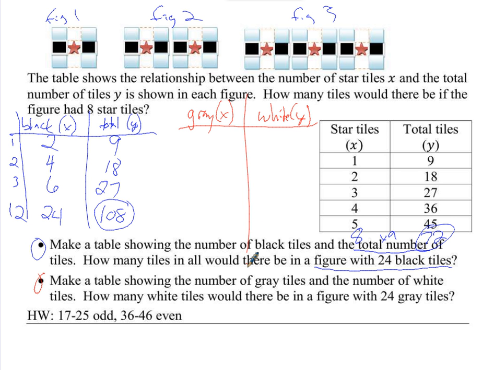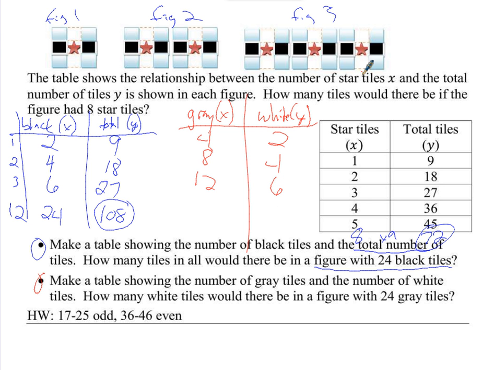So in figure 1, how many gray tiles do I have? For me it looks blue, but how many gray tiles do I have? There's 4. How many white tiles are there? 2. For figure 2, how many gray tiles do I have now? There are 8. How many white tiles do I have? 4. For figure 3, how many gray tiles? 12. And how many white tiles? 6. 1, 2, 3, 4, 5, 6.